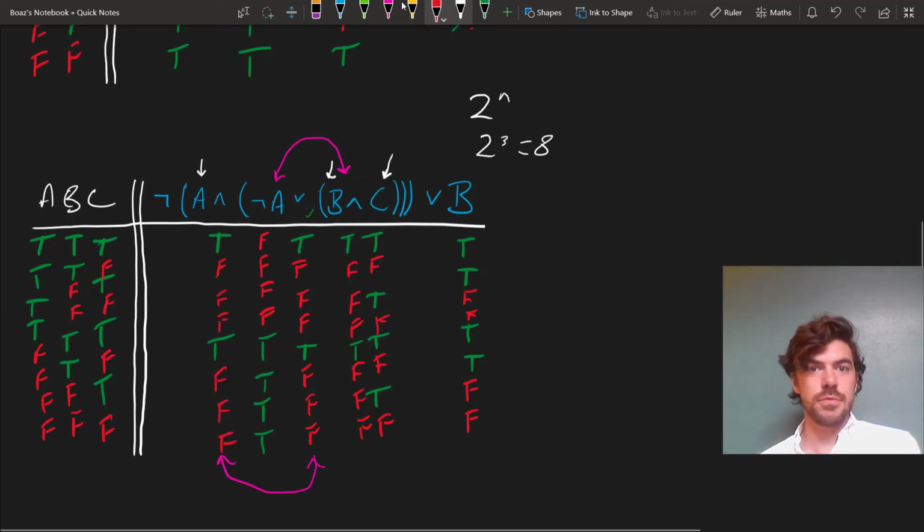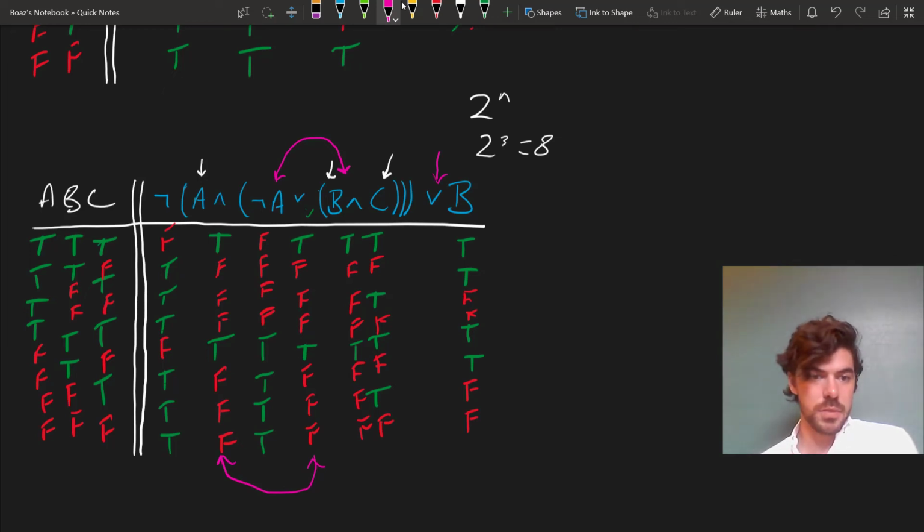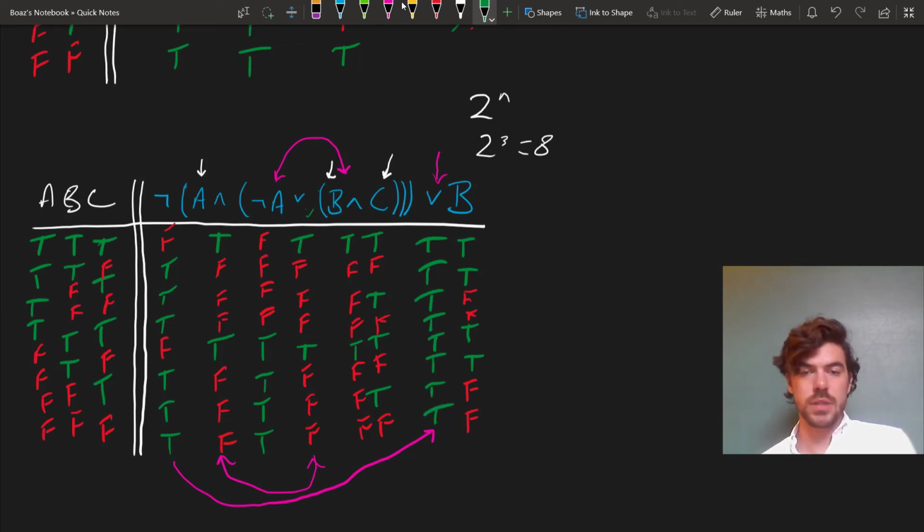Now negation flips that, but notice that the main symbol here is this disjunctive sign. So we're going to compare ultimately this column right here with B. And it's disjunctive, so anywhere there's a T in either this left column or the B column, the whole thing comes out true. And there you have it. One straight column of T's all the way down under the main connective.